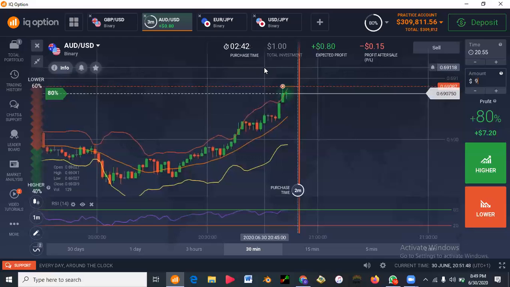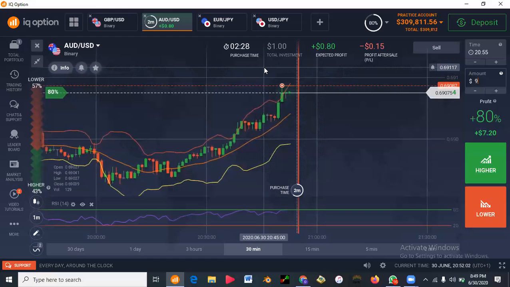Same thing. It's not moving at all. That's a doji. So a doji signifies trend reversal. So I think it's moving. It's going to be a red candle soon.